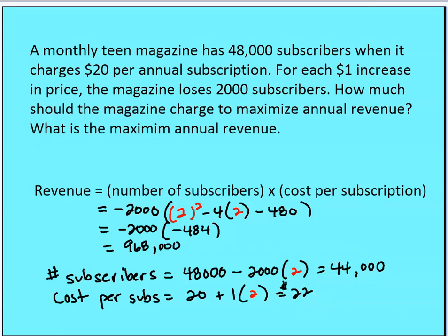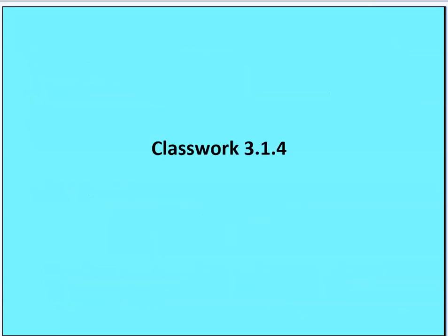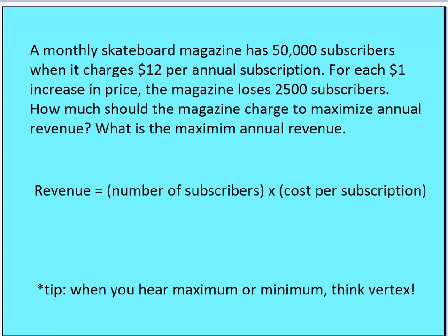Okay, so this brings us to your one classwork problem, 3.1.4. And the question is, Monthly Skateboard Magazine has 50,000 subscribers when it charges $12 per annual subscription. For each $1 increase in price, the magazine loses 2,500 subscribers. How much should the magazine charge to maximize annual revenue? And what is the maximum annual revenue?